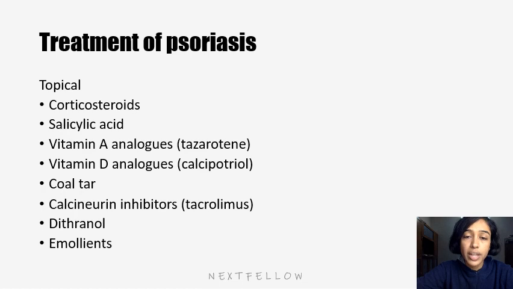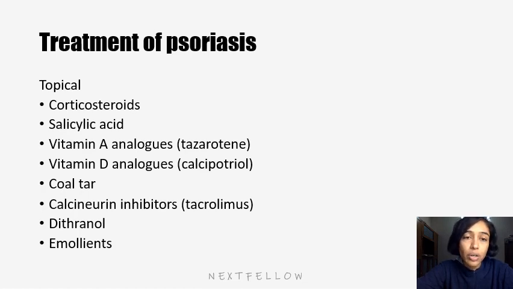So the treatment of psoriasis, we'll start with the topical treatments. In plaque psoriasis, which may be limited, we use mainly topical treatments. So the most common is corticosteroids. So clobetasol propionate would be the most common. Salicylic acid ointment is also commonly used to thin out the hyperkeratinization. We often combine the corticosteroid with the salicylic acid ointment.